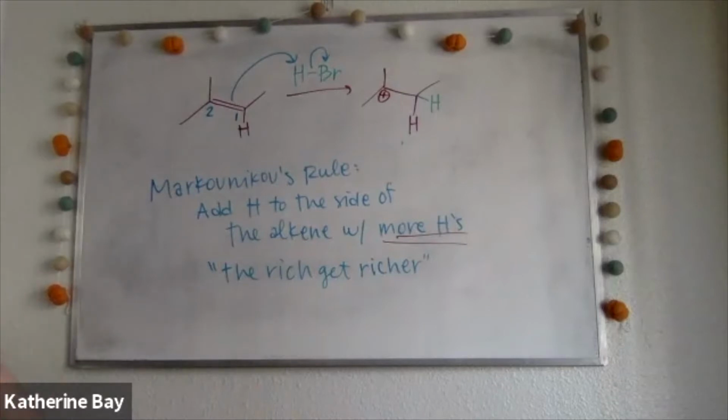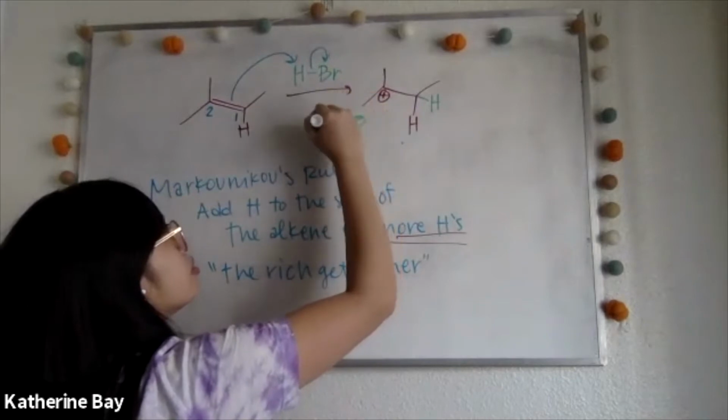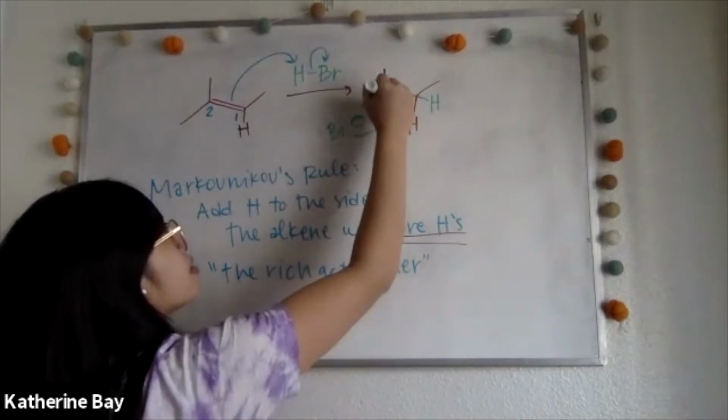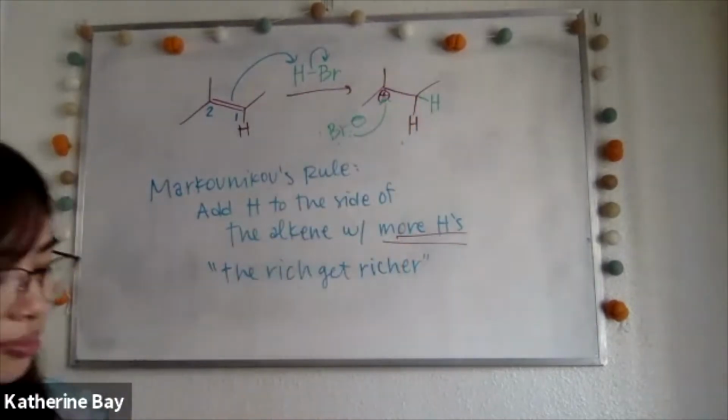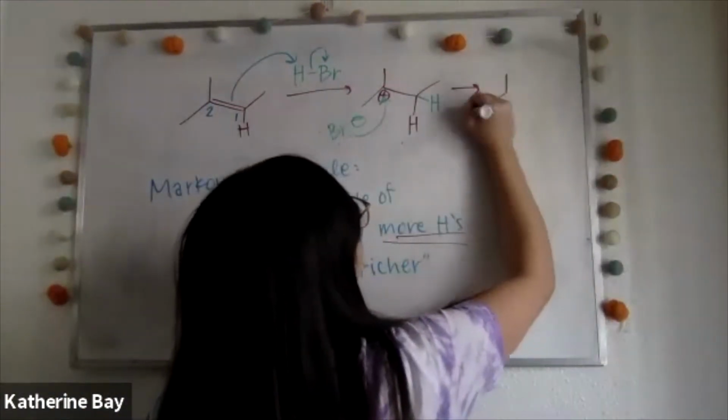And now the second step of this reaction is that Br minus that's just floating around is going to attack the carbocation. And from here, we form our final product.